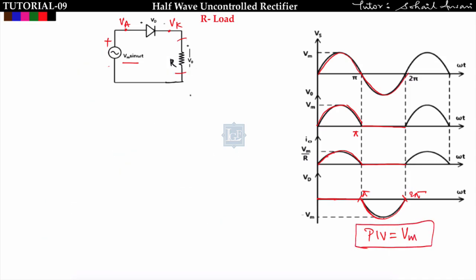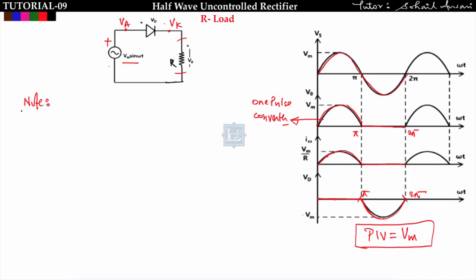Got it? So in this type of rectifier we are getting output voltage only from 0 to pi, and from pi to 2 pi we are not getting output voltage. So in one cycle we are getting only one pulse. This type of converter is known as a one pulse converter. Now take a note.